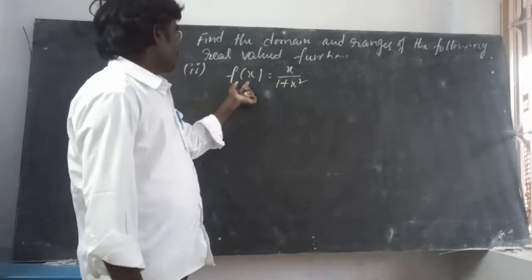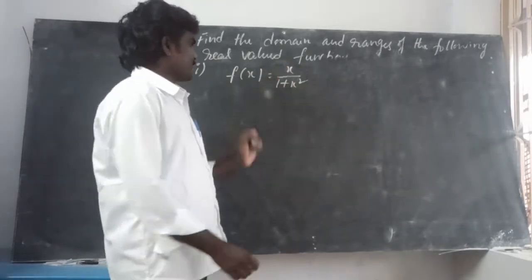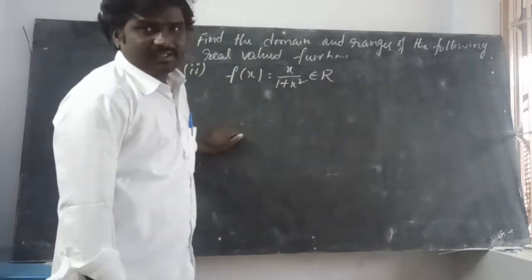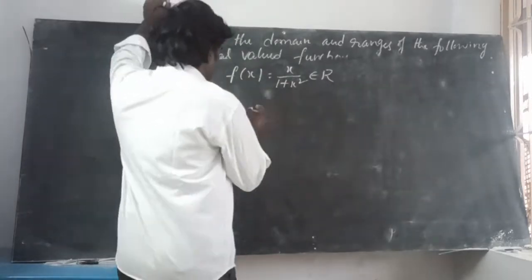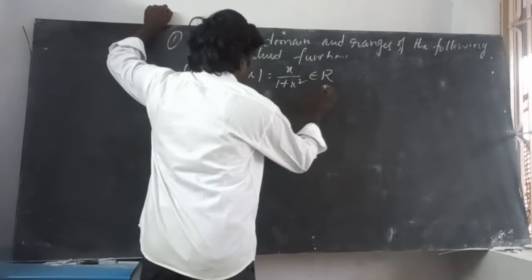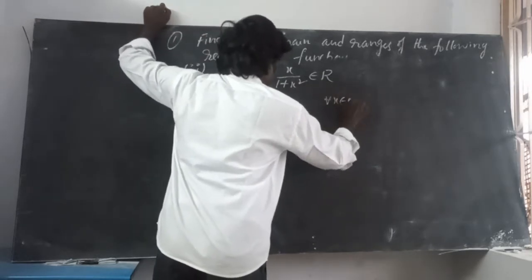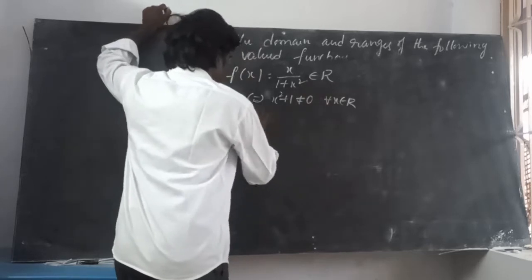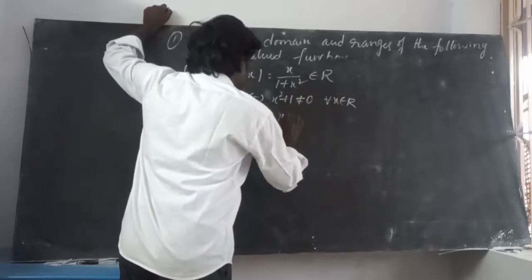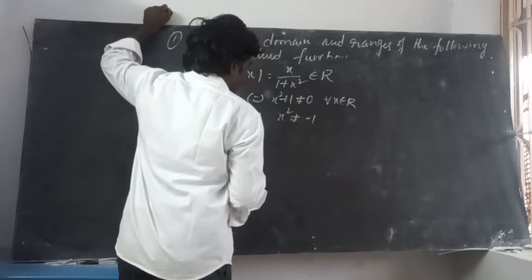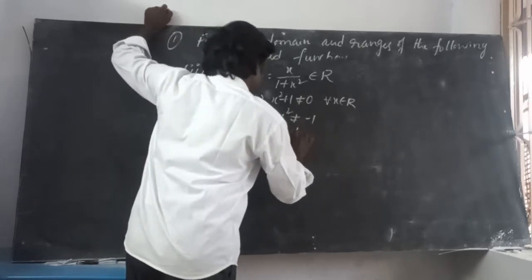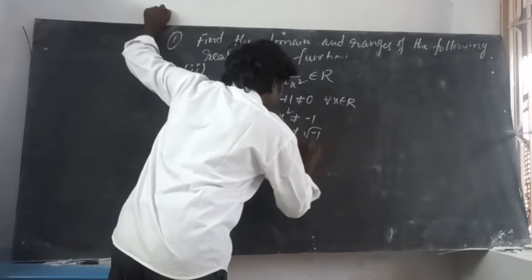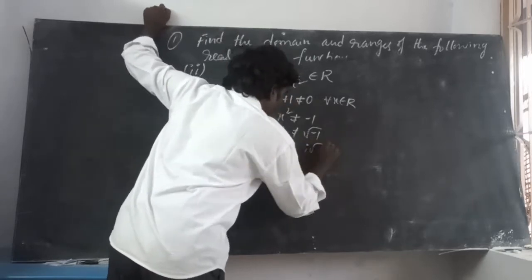So next one, f of x is equal to x by (1 plus x square). It belongs to real valued functions. For all x belonging to R, x square plus 1 is not equal to 0. So what do we need? x square is not equal to minus 1. So x is not equal to square root of minus 1.